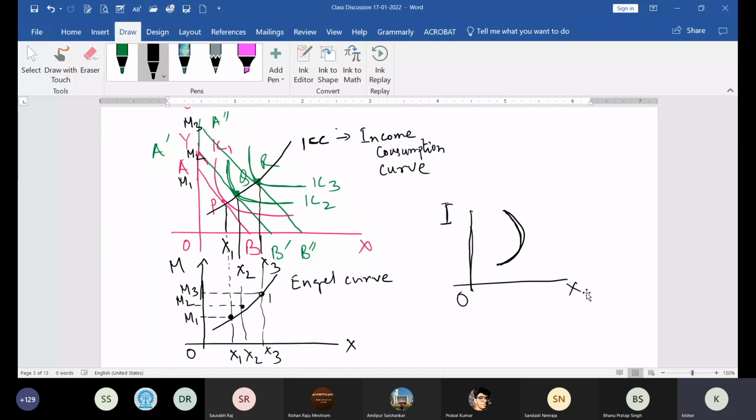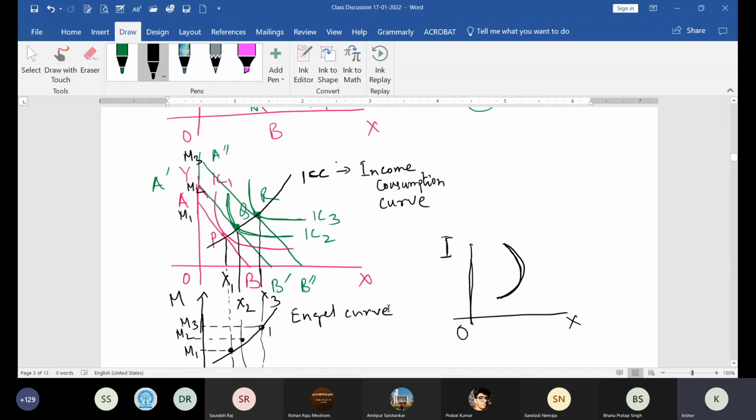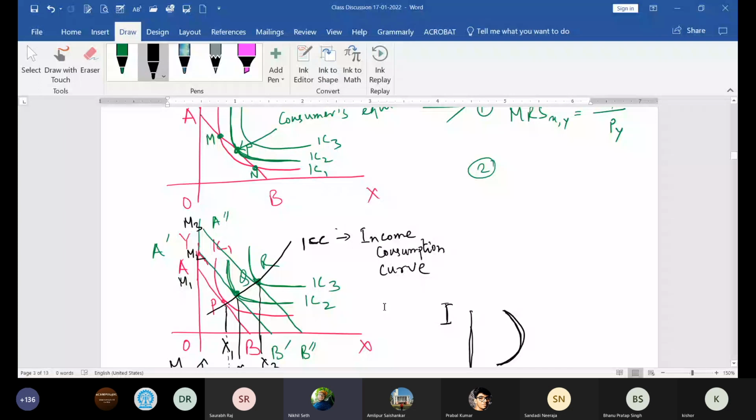Anyway, this is just some addition. Does the ICC curve start from the origin, or is it random? Most of these diagrams you will find start from the origin, because when your income is zero, you are not purchasing X and Y, but gradually you will purchase more and more quantity of X and Y. Is it not like that?